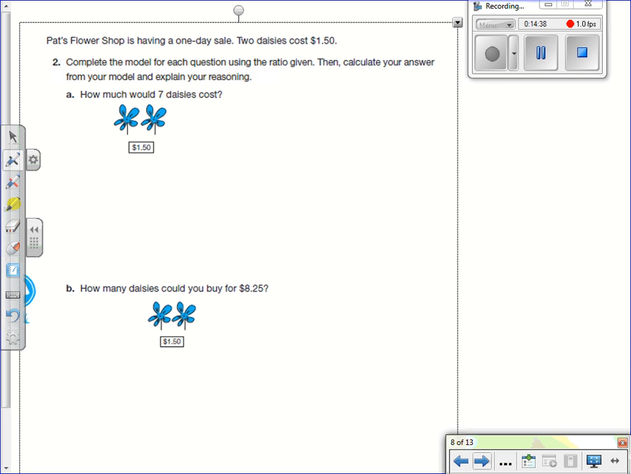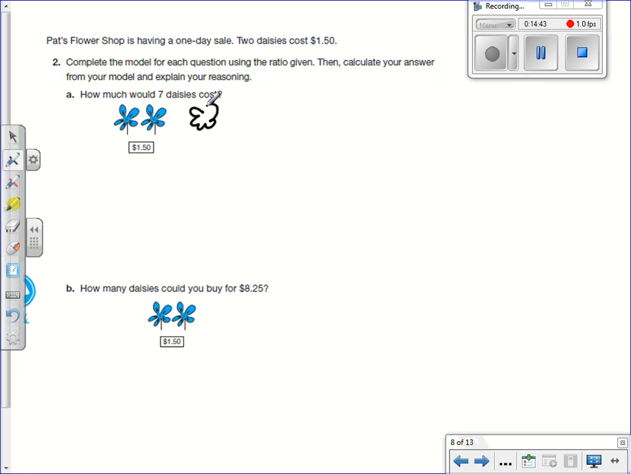Well, we need to extend our daisies. So we have another $1.50 and then another $1.50. Well, right now we have 6. So what are we going to do to get that seventh one? Well, I'm hoping that you're thinking just take half of what a set of 2 daisies costs, which is $1.50. Half of that would be 75 cents. So we know that if I only got one, it would only cost me 75 cents.